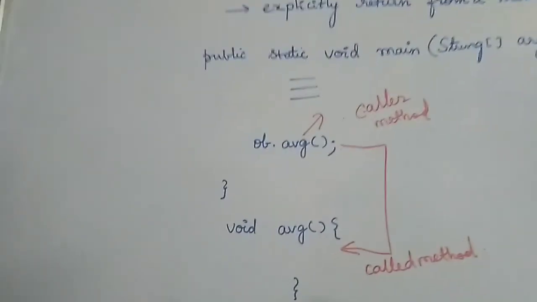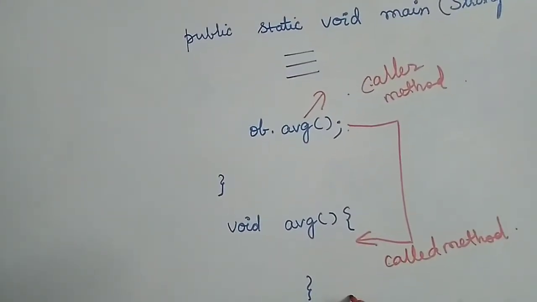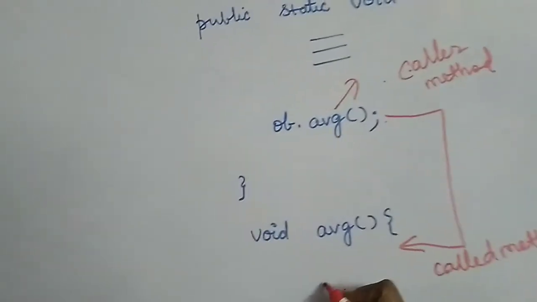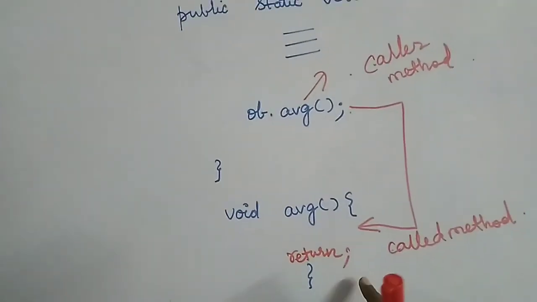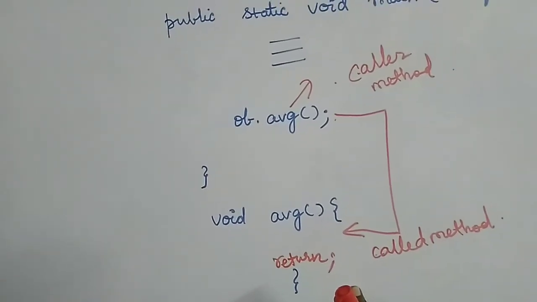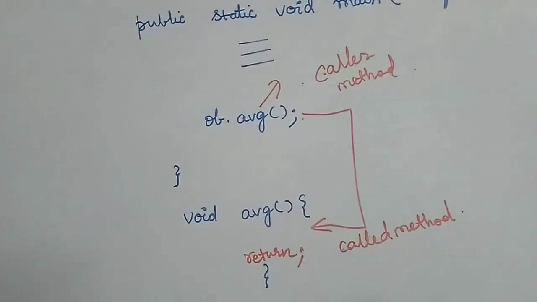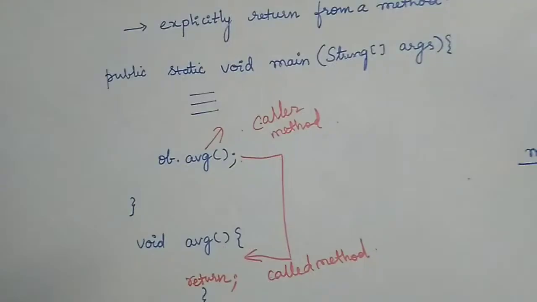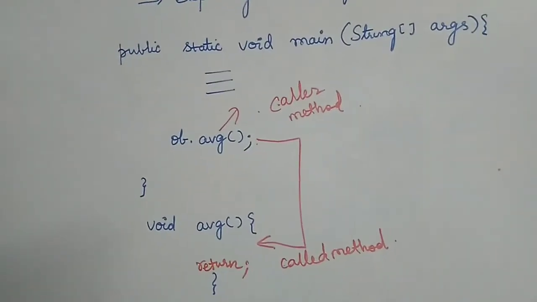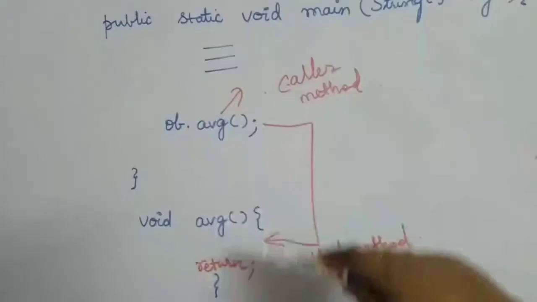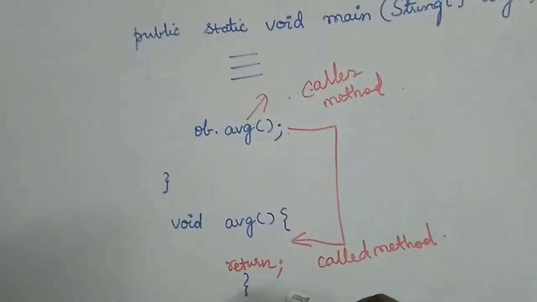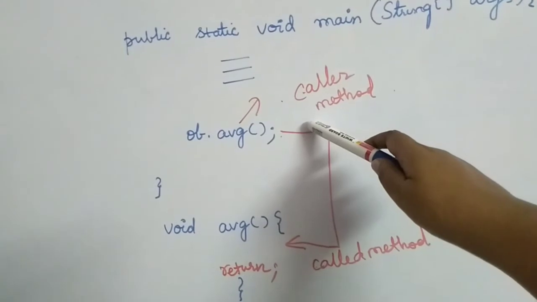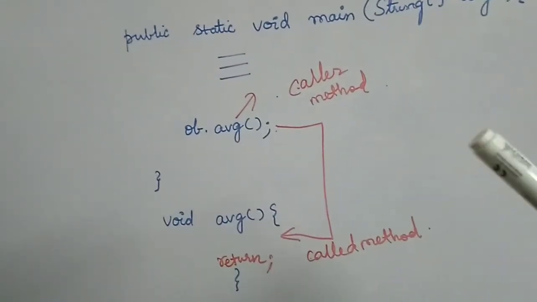After completion of this particular average, I'll be writing a return in this particular average. Even if you write it or not, it will implicitly take return. And then the control is transferred to the caller method. So after return is executed, the control is transferred to the caller method. That's what is called a jump statement.